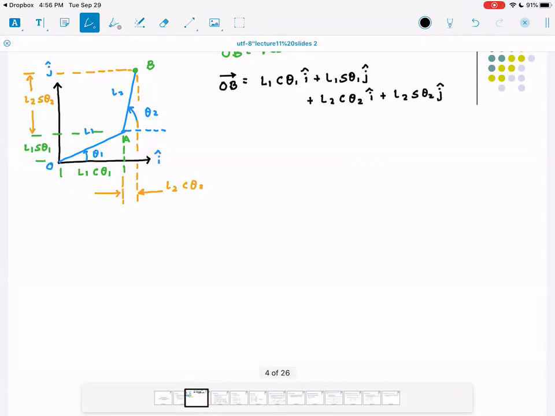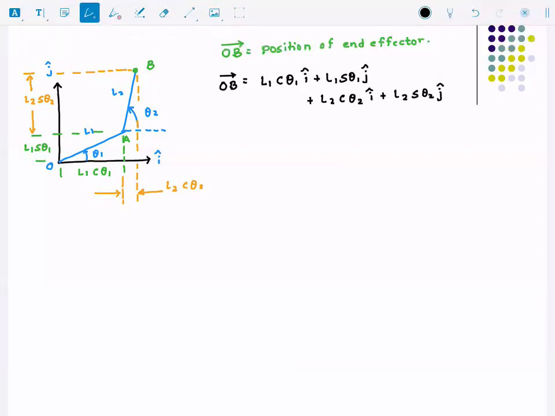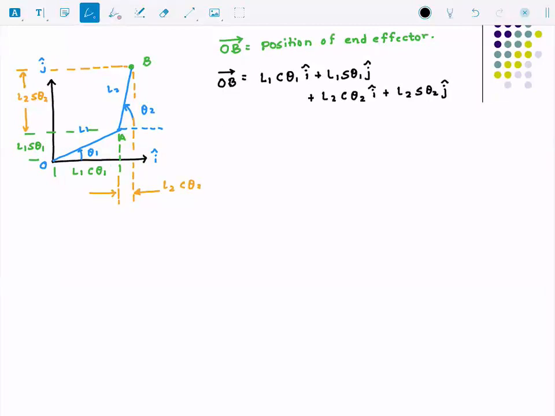So this is the position vector OB. That simply means that if I know the value of theta 1 and the value of theta 2, I should be able to find the value of the final position OB. Now I want to find the differential motion. So I'm going to take the derivative of OB with respect to time.